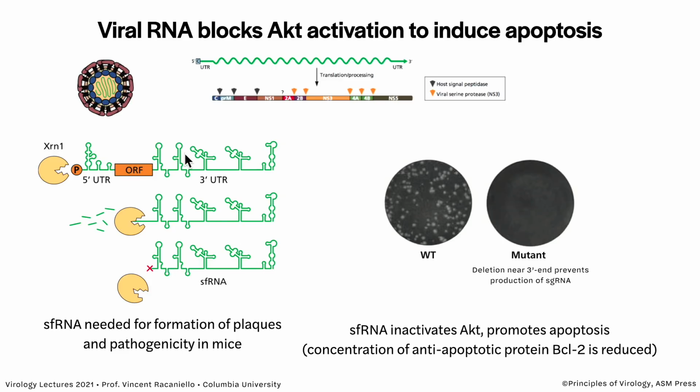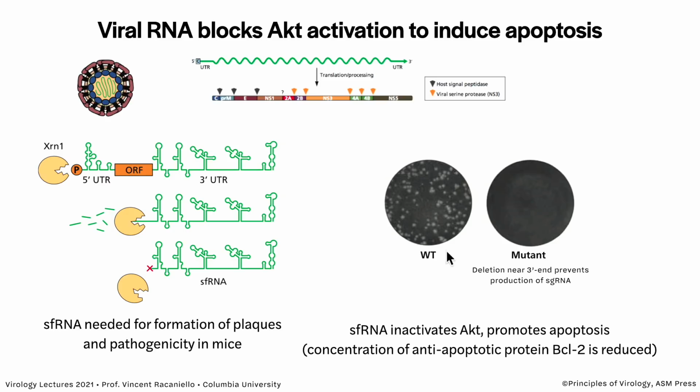This doesn't happen for every RNA, obviously, or the virus would never reproduce, right? But it happens for a fraction of them. And this sfRNA, this is subgenomic flavivirus RNA, is needed for making plaques and for causing disease in mice. I'm trying to think of what the F stands for. The F is flavivirus, subgenomic flavivirus RNA.